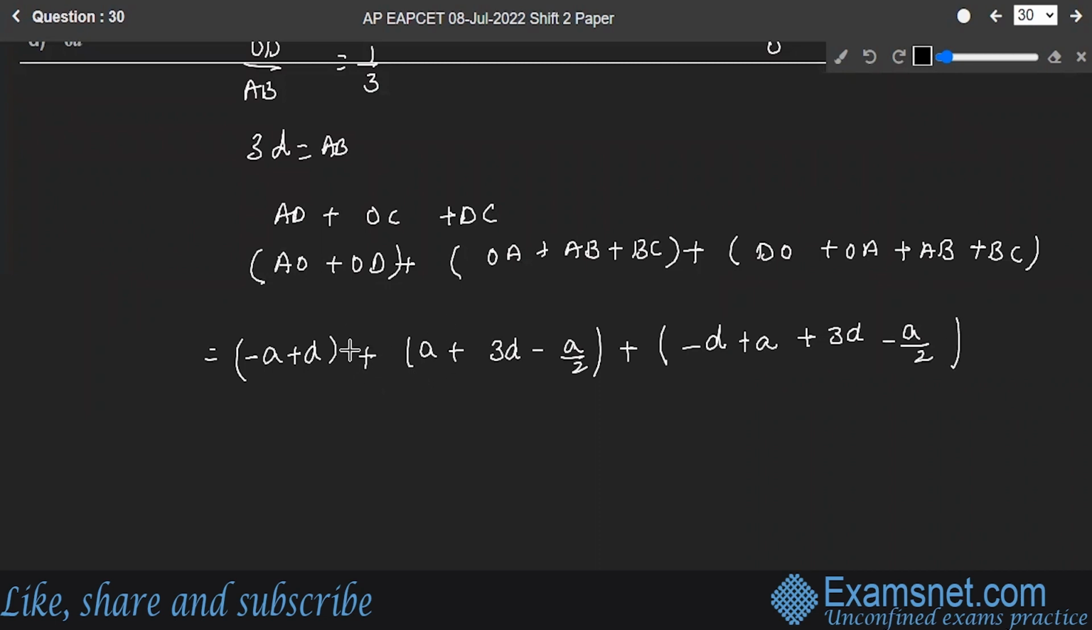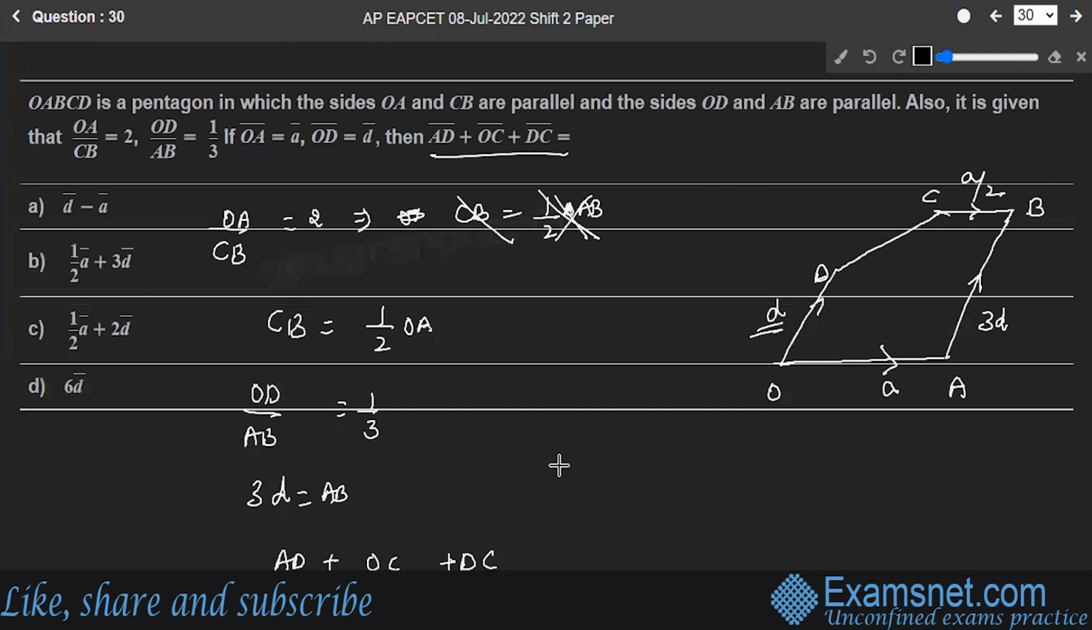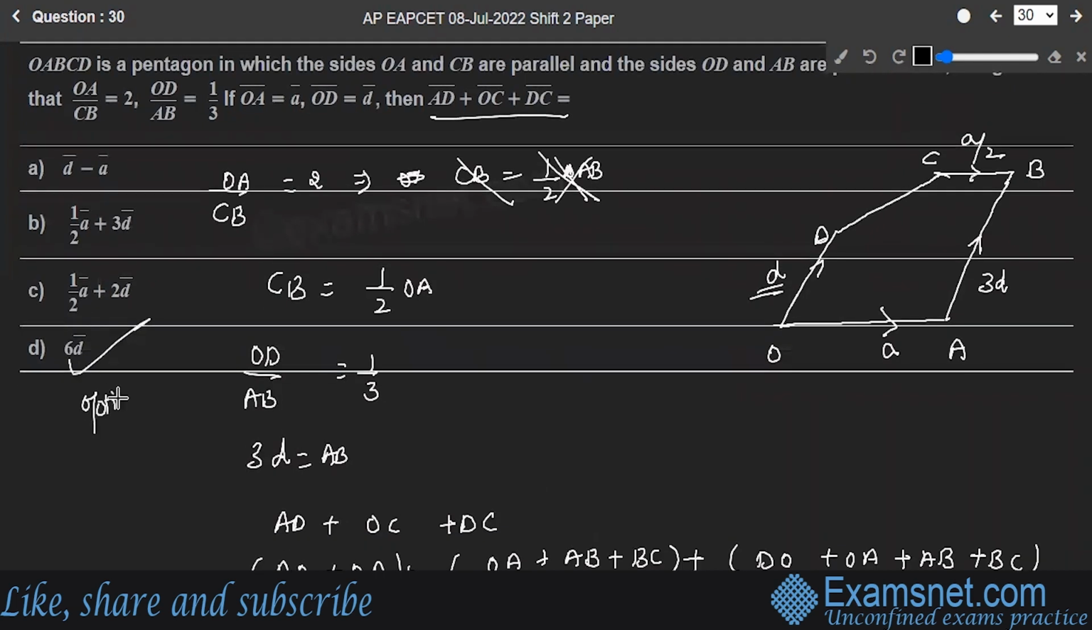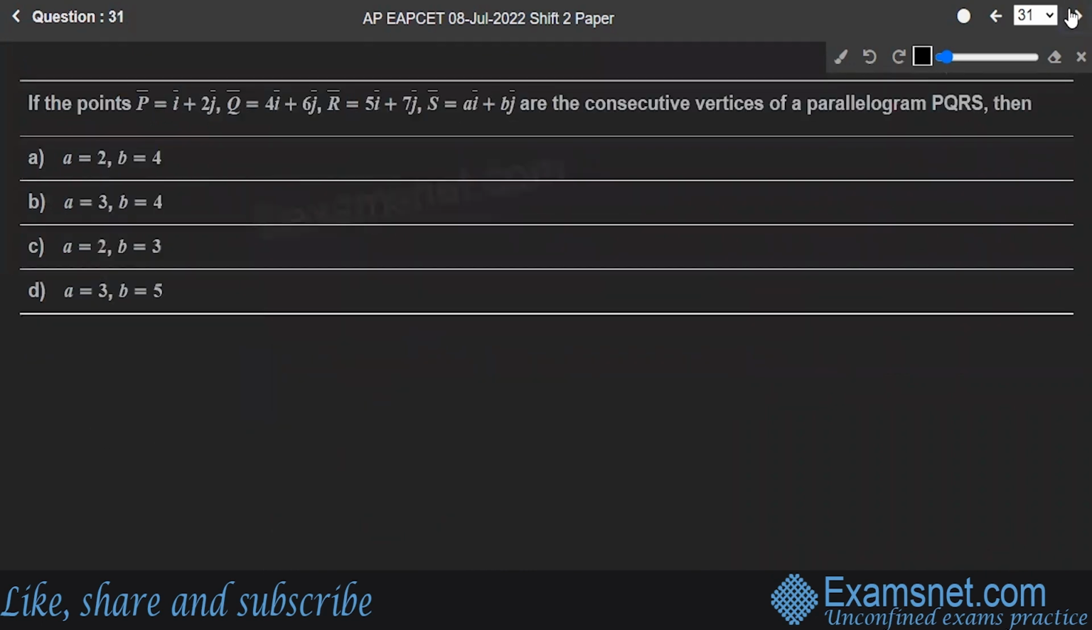So you will have, this will cancel out with this. And over here, next, this is minus A by 2, and plus A. They will cancel out. And this D and this D will get cancelled. You have 6D as your answer. So we have option D as the correct answer for our question. Right? Clear? Next is question number 31.